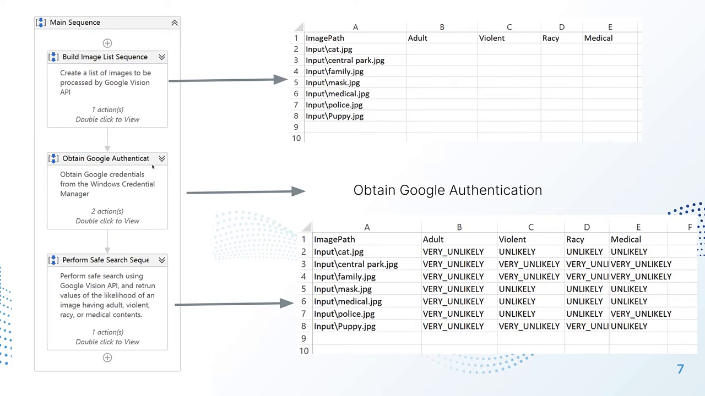And then our bot will go to obtain the credentials to use the Google Vision API. So that's the second part. In the third part, the bot will invoke this API, and this API will return the results as to whether this image contains any of these explicit content, and the bot will save the results in the same spreadsheet. So this is an overview of this automation.